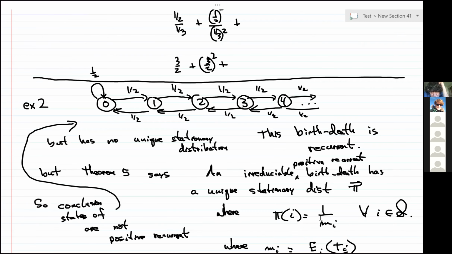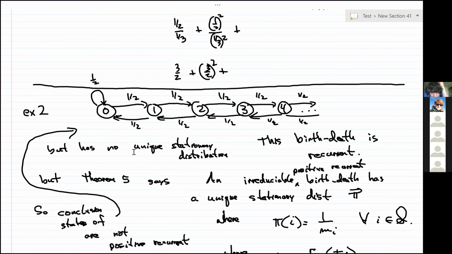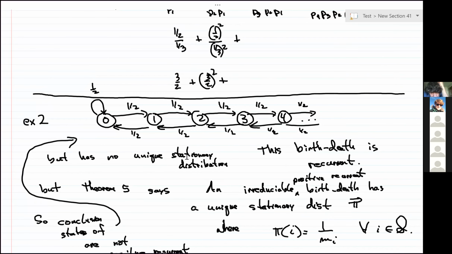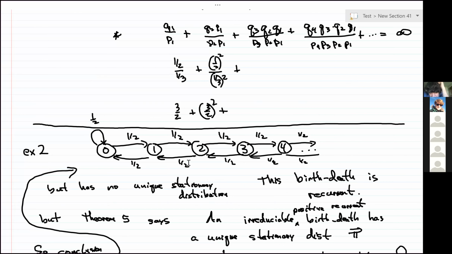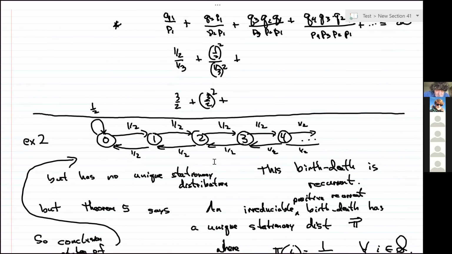The fact that theorem 5 says an irreducible positive recurrent chain has a unique stationary, and the fact that we already know that this thing doesn't have a unique stationary, the only way to reconcile those two facts is to agree that these are not positive recurrent states. And that means the average time it takes to get back from any state to itself will be infinite on average, which is counterintuitive. By the way, this is another reason I did the birth disaster first.